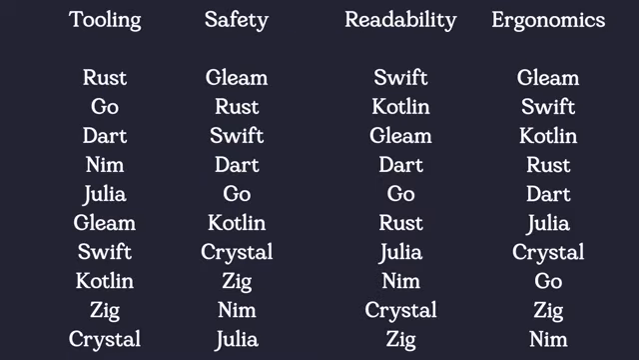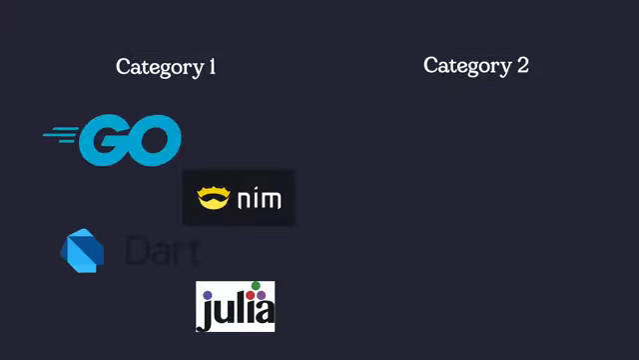Here's how the language is ranked by each category. But I think I have a better way to categorize this data by splitting it into two categories. The first one is languages that are the best version of what languages have historically been. To me, these are very imperative and very simple. Go, Dart, and Nim fall into this category. They are rock solid languages.